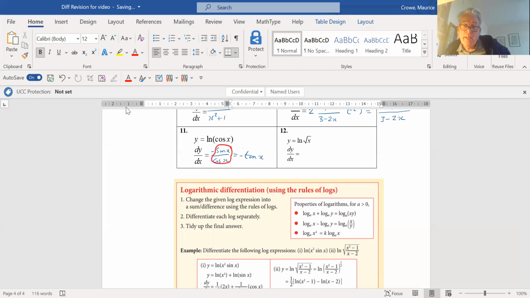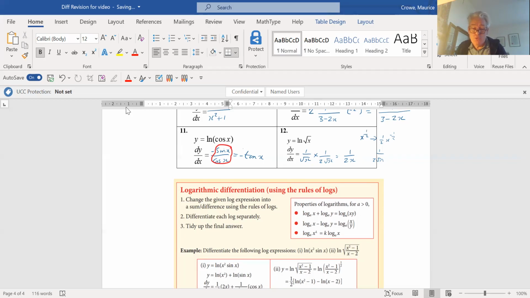All right, next one then. Well, there's a couple of ways of doing this now. Okay, 1 over root x multiplied by the derivative of root x. x to the power of a half will go to a half x to the power of minus a half, which is effectively 1 over 2 root x. So you're multiplying this by 1 over 2 root x, and that's 1 over 2x. But you could do that in an easier way, using the rules of logs, which would be much easier.